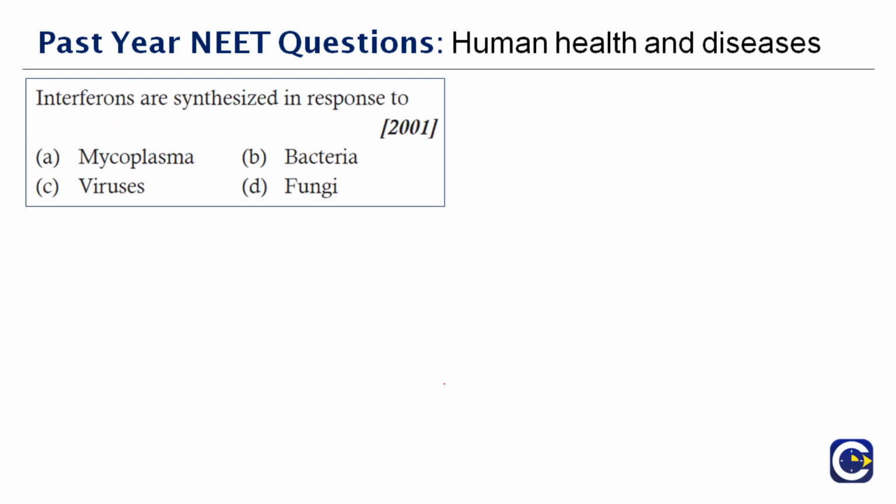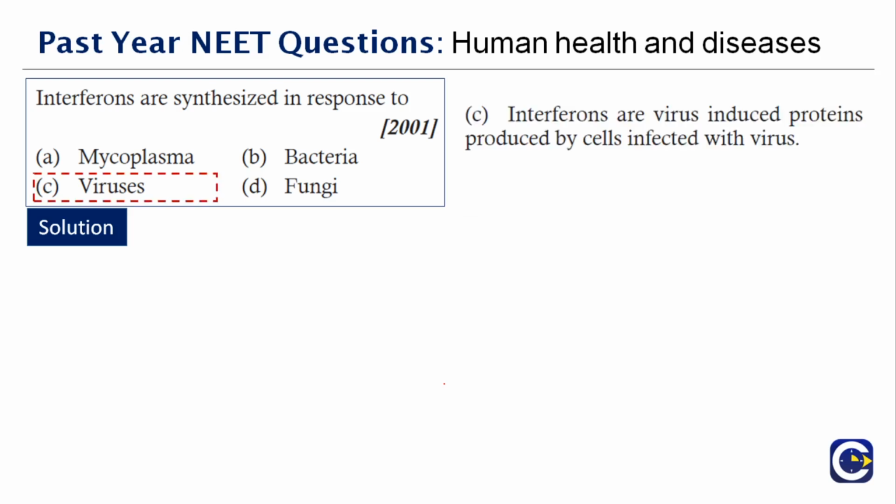Next question here. Interferons are synthesized in response to dash. So what are these interferons basically? Have you heard about this? Interferons are very specific when it comes to viruses. Antibodies are different, but interferons are a group of signaling proteins made and released by the host cell in response to the presence of several viruses. In a typical scenario, a virus-infected cell will release interferons, causing nearby cells to heighten their antiviral defenses. Therefore, the right answer to this question is option C, viruses.